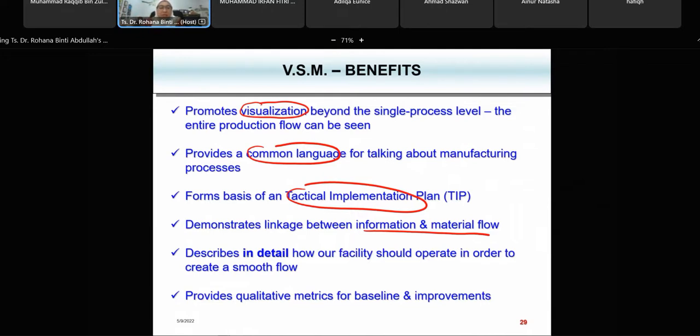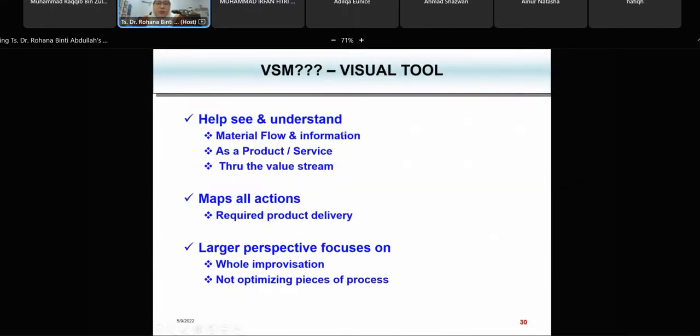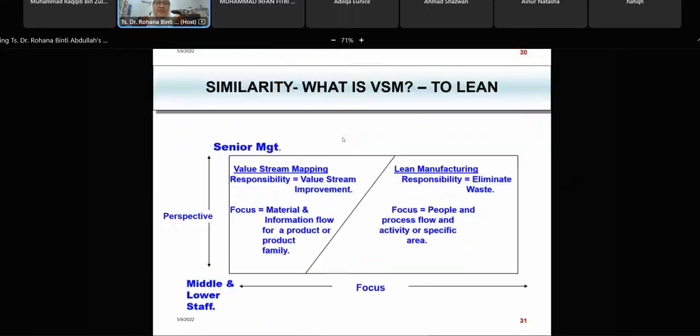Alright. Describe in detail how our facility should operate in order to create a smooth flow. So dari tadi kita nampak kat mana masalah dia. And we can identify where are the problems and we can tackle the problem accordingly. Alright. So it provides a qualitative metrics for baseline improvements. Yes. So bila dia bagi macam tu, kita boleh identify and kita boleh target berapa improvement yang kita nak achieve. So it's a visual tool. Yes.